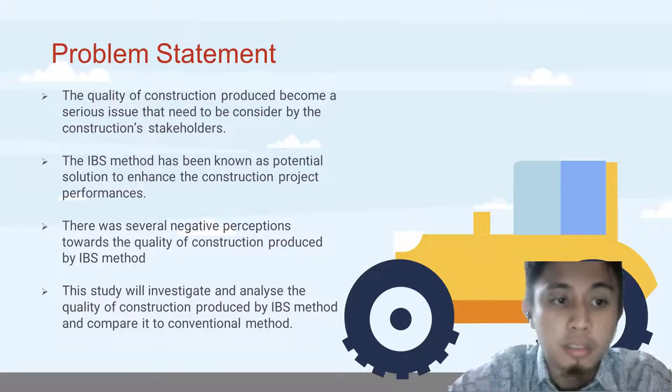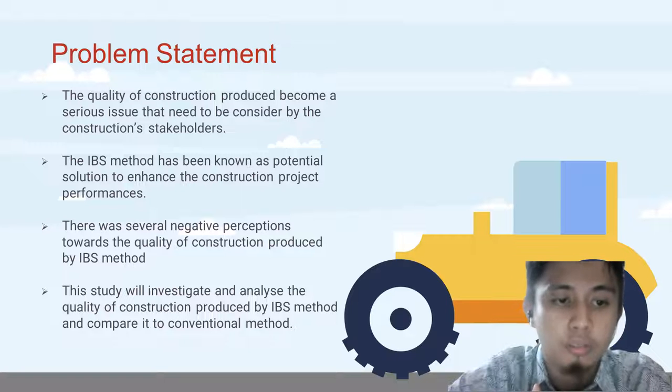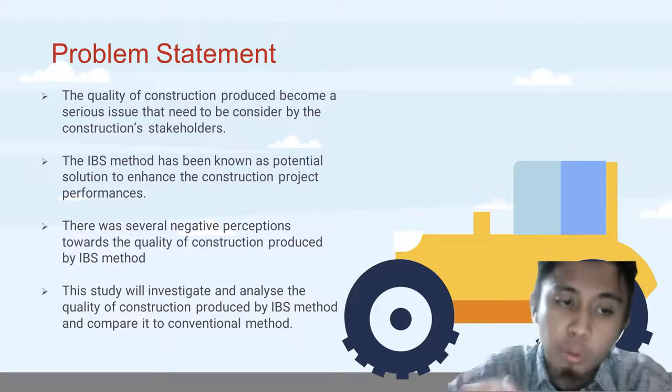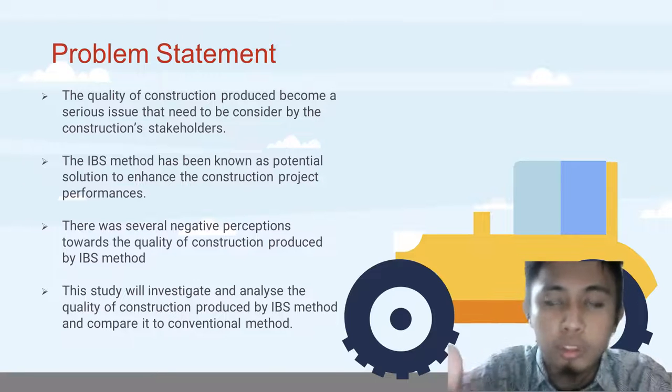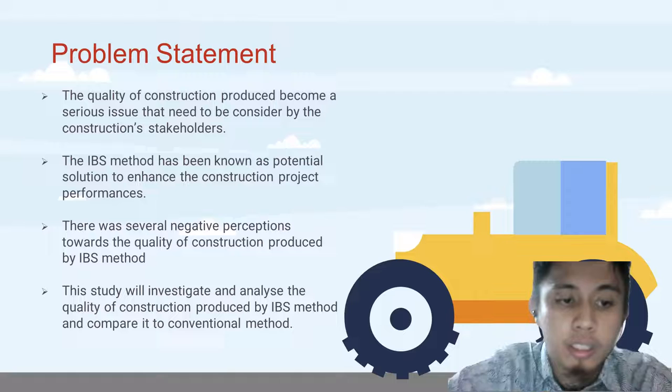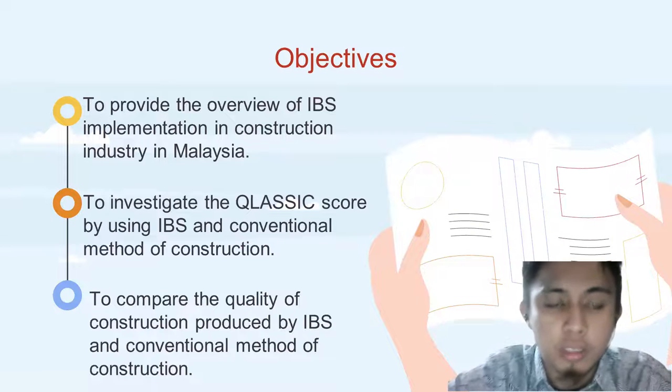So the IBS method has been known as a potential solution to enhance construction project performance. However, there are several negative perceptions towards the quality of construction produced by the IBS method. So in this study, we will investigate and analyze the quality of construction produced by using the IBS method and compare it to the conventional method. So we proceed to the objectives of this project.